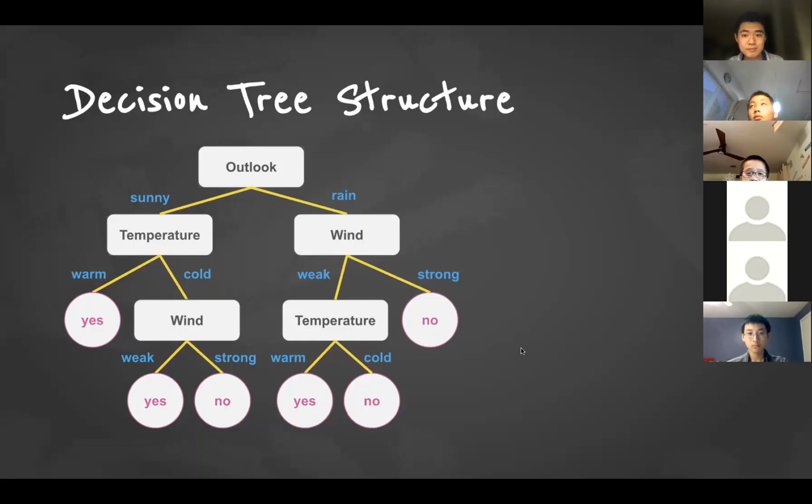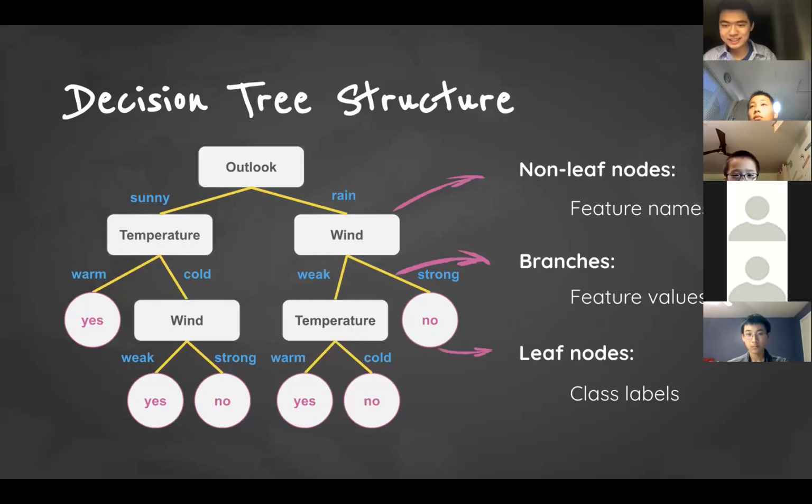So, a few more vocabularies. You'll notice that what we just covered a bit earlier in terms of the nodes and leaf nodes come into play here. All of our non-leaf nodes are going to be our feature names, right? They're going to be outlook, wind, temperature. All of our branches are going to be our feature values, or what are the potential values for that feature. And so let's say for wind, it's going to be weak and strong. For outlook, it's going to be sunny and rain. And all of our leaf nodes are going to be our class labels. So yes, we play tennis. No, we don't play tennis. That's it.